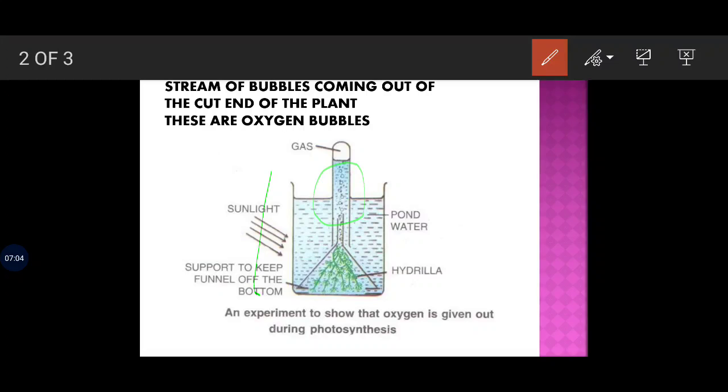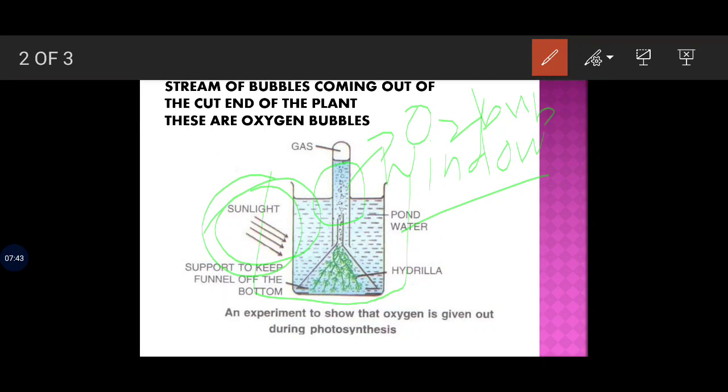Now we will put this whole setup near a window. If you are going to perform this in the laboratory, you will put this setup near the window. Why a window? Because the window gets the exposure of sunlight, and for the initiation of the process of photosynthesis, it is very important that there is exposure to sunlight. Soon after some time, what you will observe is that oxygen bubbles are coming out. These are the O2 bubbles.